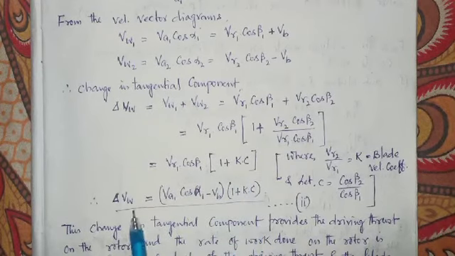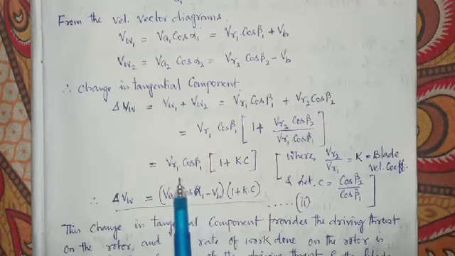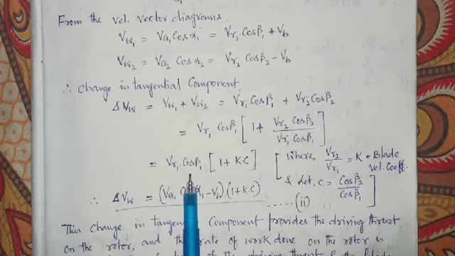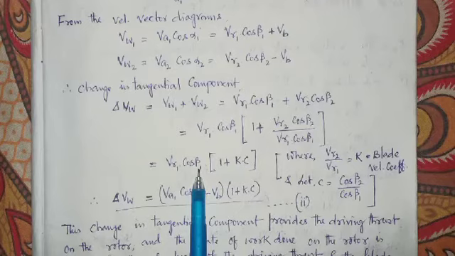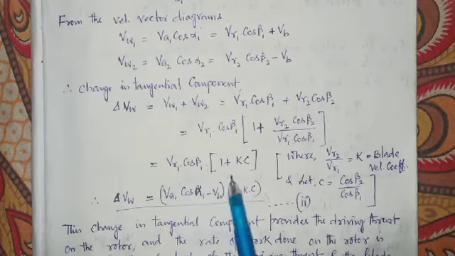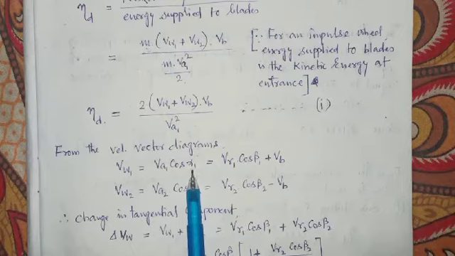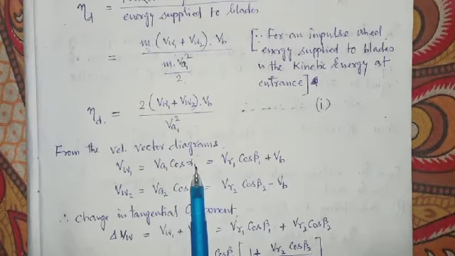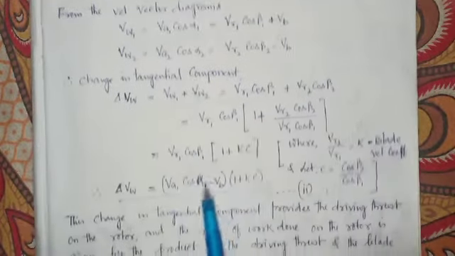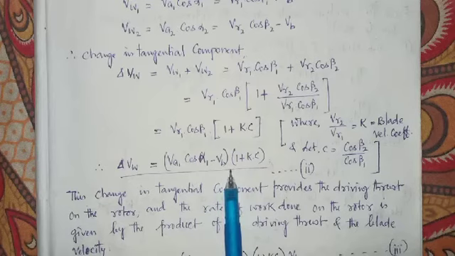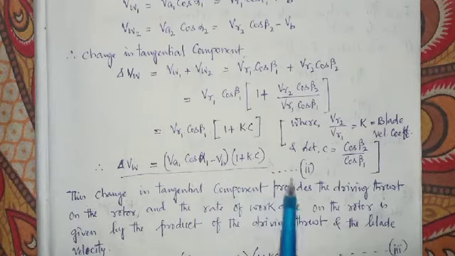Now the change in tangential component will be equal to, VR1 cos beta 1, so what will this be equal to? Look, it came over here: VR1 cos beta 1 equals VA1 cos alpha 1 minus VB. Same expressions. So mark this one as equation number 2.